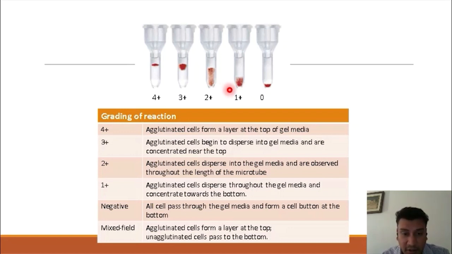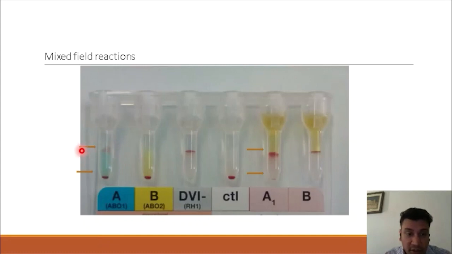1 plus reaction. A negative reaction is when no reaction has actually taken place, there is no antigen antibody reaction, and all the red cells after incubation in the upper reaction chamber, then during centrifugation, have gone down through the gel unimpeded and settled as a pellet at the bottom of the microtube. A mixed field reaction is when you get agglutinated cells at the top of the gel and a pellet of unagglutinated cells at the bottom. We'll see the figures of how a mixed field reaction looks. This is how it is.